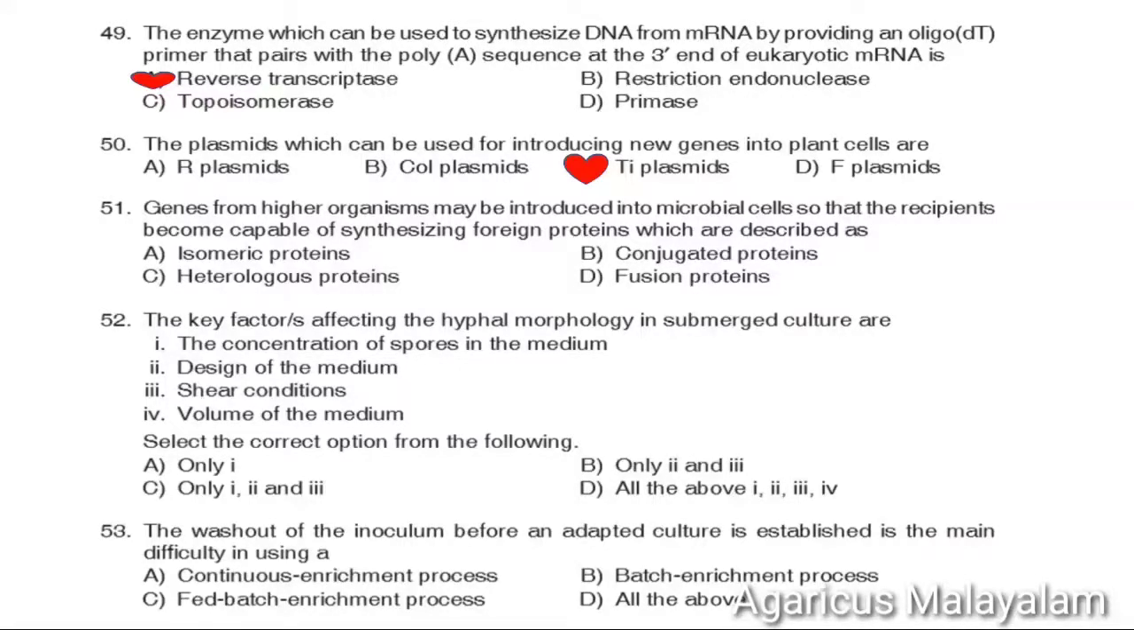51. Genes from higher organisms may be introduced into microbial cells so that the recipient becomes capable of synthesizing foreign proteins which are described as. Correct answer is option C, heterologous protein. 52. The key factor affecting the hyphal morphology in submerged culture are. Correct answer is option C. 53. The washout of the inoculum before an adapted culture is established is the main difficulty in using a. Correct answer is continuous enrichment process.